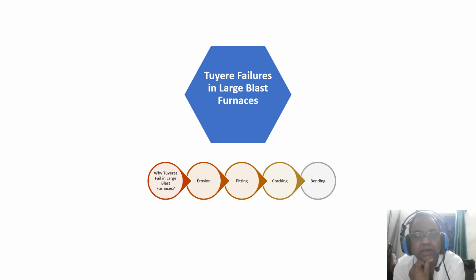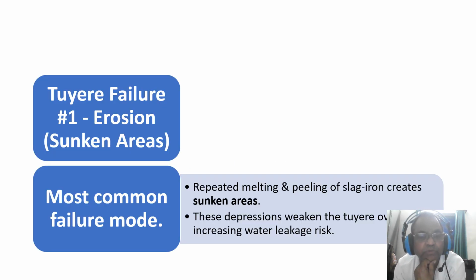So let's begin with each failure mechanism one by one. Now, coming to the first mechanism, that is erosion. Erosion occurs when molten slag iron repeatedly adheres to and peels off from the tuyere. Over time, these form sunken areas, a sort of depression that thins the tuyere. While these areas do not cause immediate failure, they weaken the tuyere, making it more vulnerable to damage.